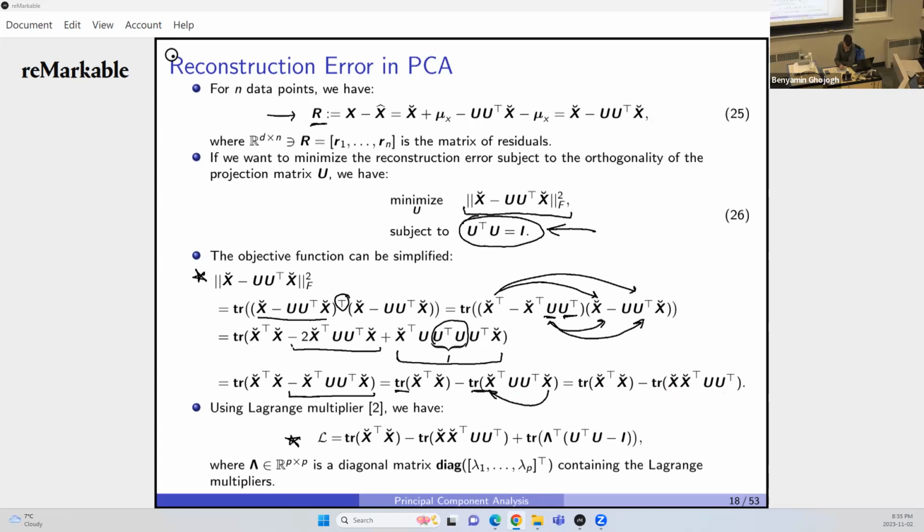Now, consider this optimization problem. It's a constrained optimization problem. So let's form the Lagrangian. The Lagrangian is the cost plus trace of lambda transpose the constraint. And what is lambda here? Again, Lagrange multipliers, dual variables, right?